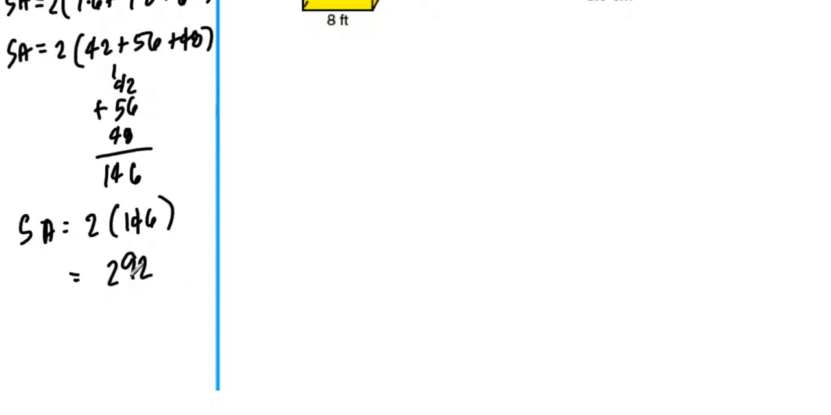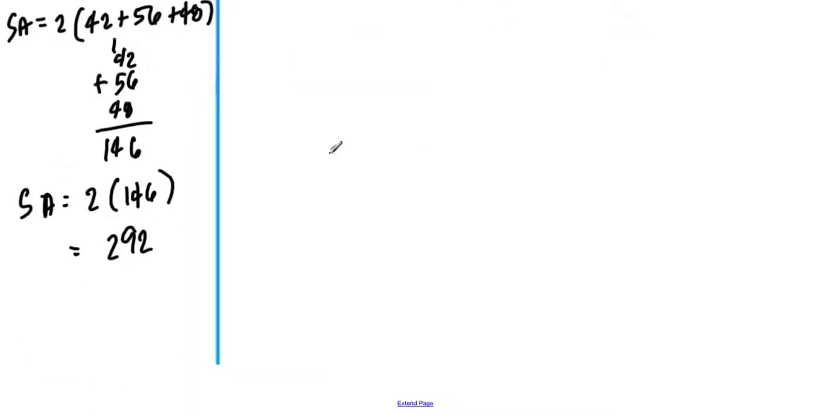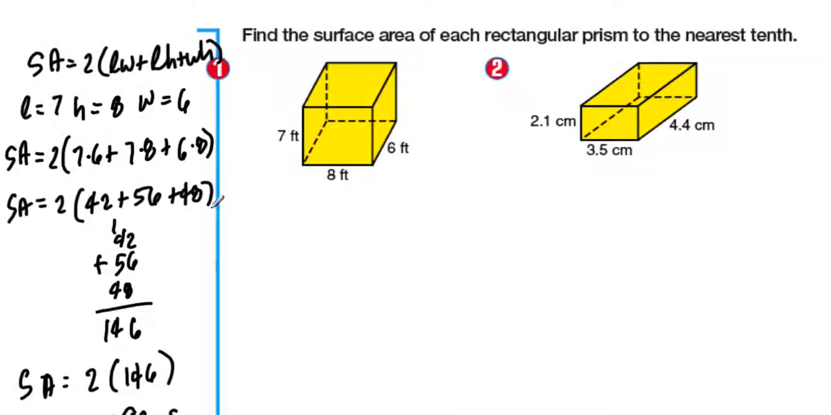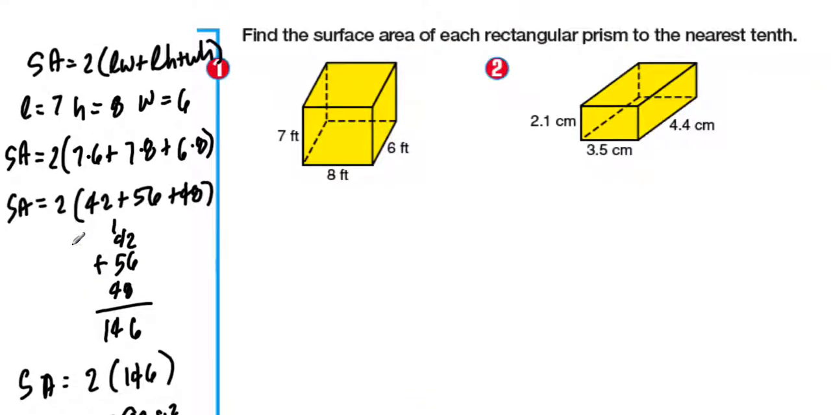So the surface area of our rectangular prism, the first one right here, is 292 square, what's the unit again? Feet. So we'll put feet, make it a shorter abbreviation, square feet. Let's see if we get the same number right here.